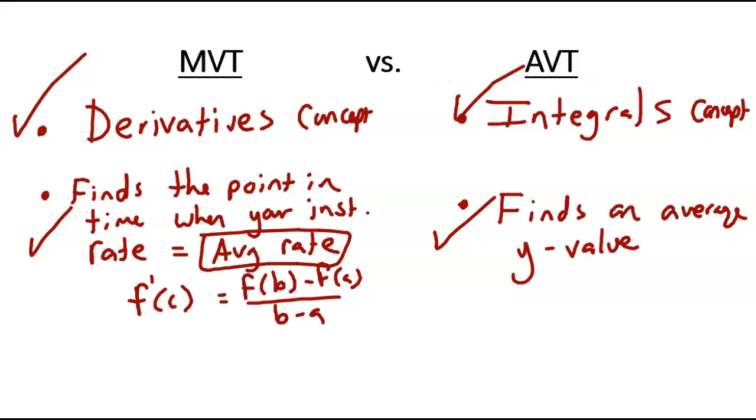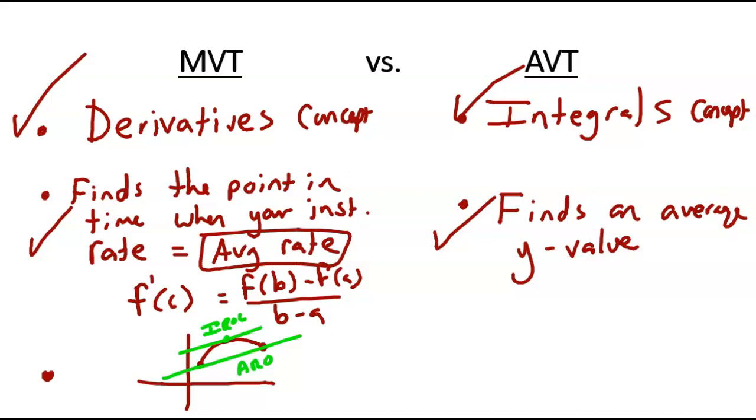Now, the next thing I want you guys to be aware of is the geometry associated with these. For the mean value theorem, if I give you a function from point A to point B, we are looking for that sweet spot where the average rate of change equals the instantaneous rate of change. In other words, the tangent line is parallel to the secant line. It's all about slopes, right?